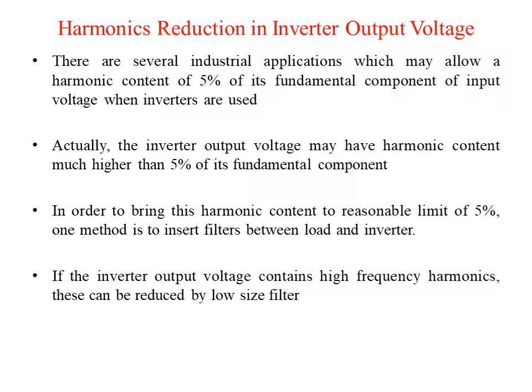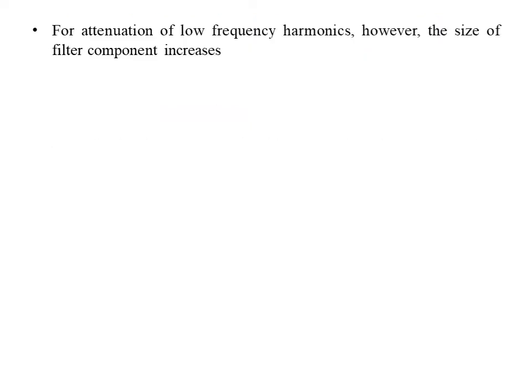If the inverter output voltage contains high frequency harmonics, these harmonics can be reduced by using a low size filter. For attenuation of low order frequency harmonics, however, the size of the filter components increases.